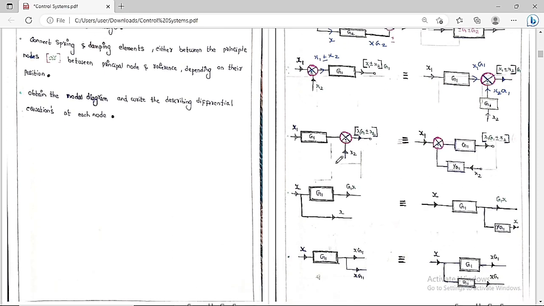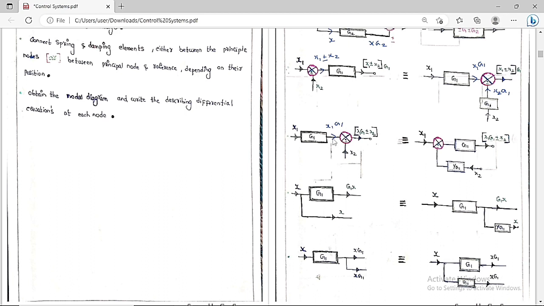Now for another case, suppose this is the circuit diagram they have given. Here the input is x1, here the gain is G1. So what is the output here? It is x1 into G1. Here the input is x2. Here there is a summing point, plus minus. But then what is the overall output? It is x1 G1 plus or minus x2 is the overall output.